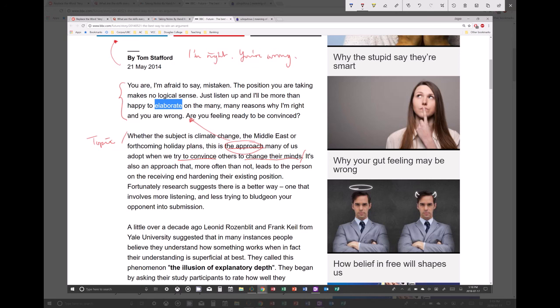Let's read on. It's also an approach that more often than not leads to the person on the receiving end hardening their existing position.